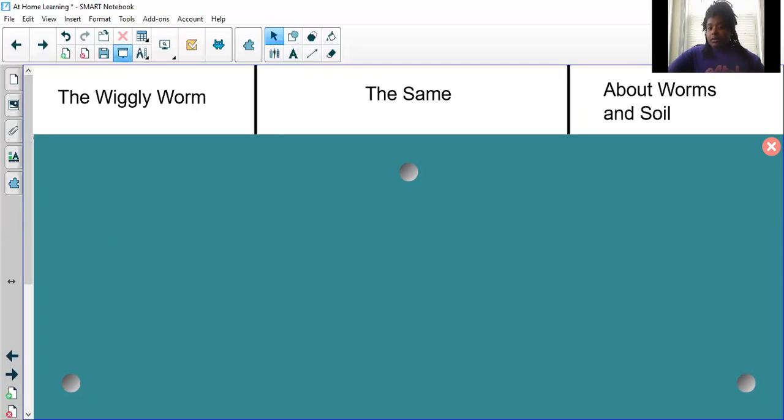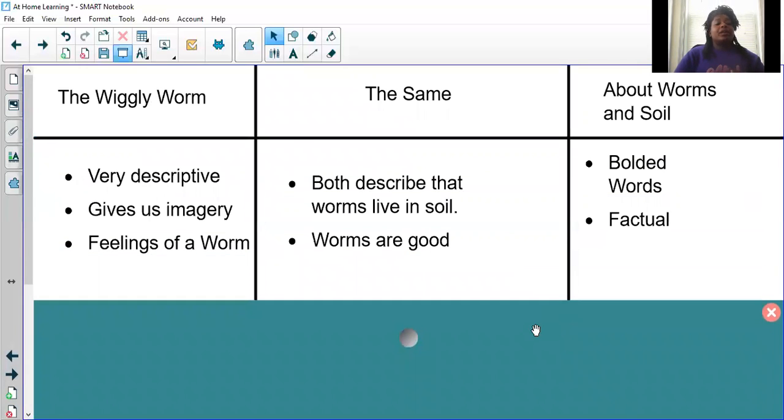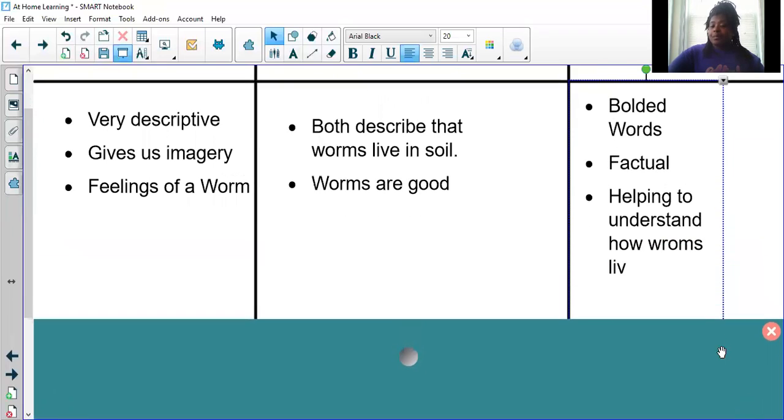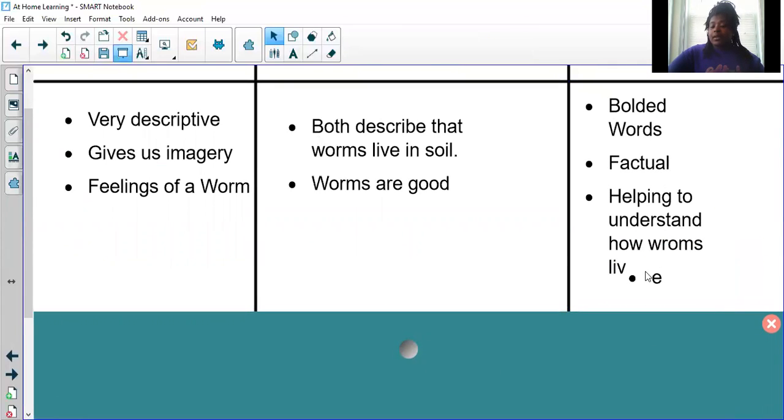Okay. Try to move that out of our way. All right. So for me, I just put that Wiggly Worm is very specific. It gives us imagery, feelings of a worm, feelings of how to be a worm. Basically, it helps you understand how it is to feel like a worm. The bolded words are factual, and it's basically helping us understand how worms live.